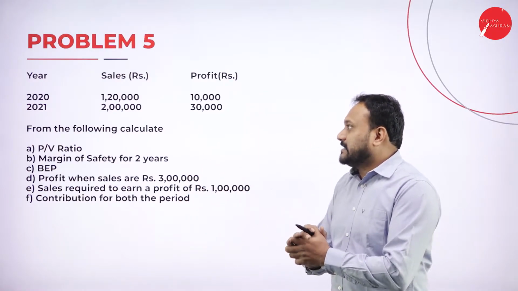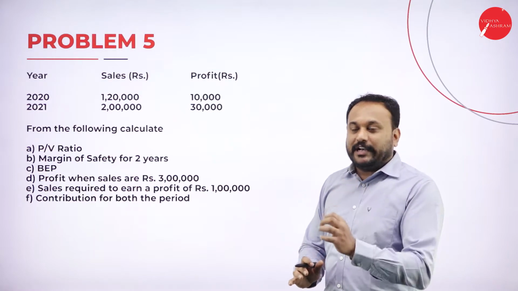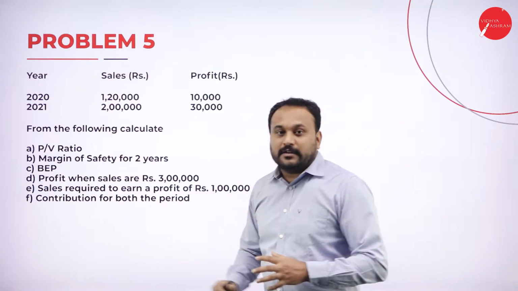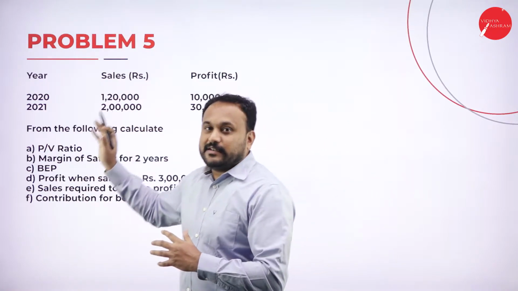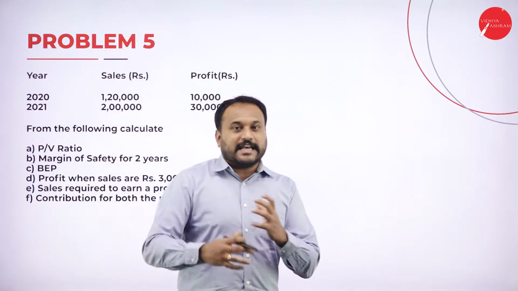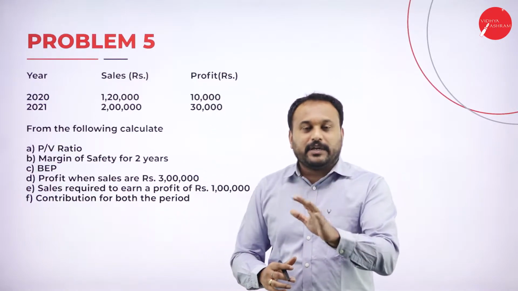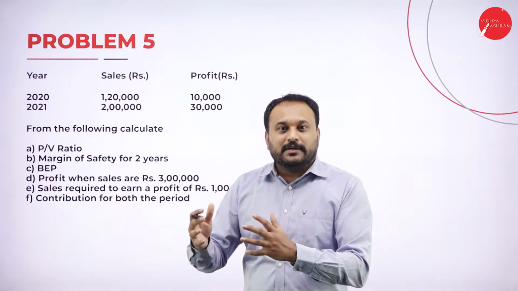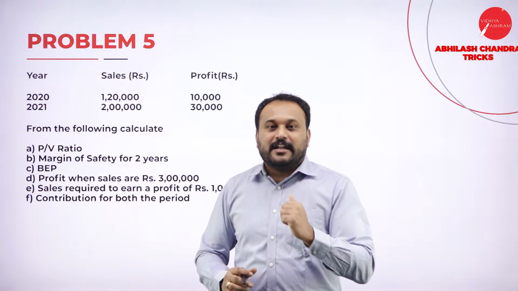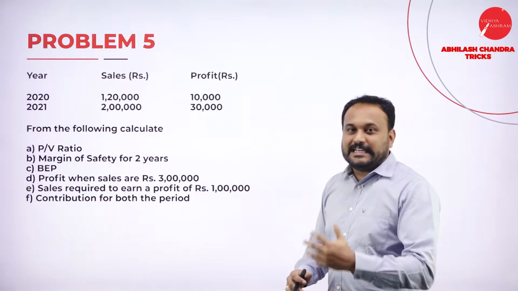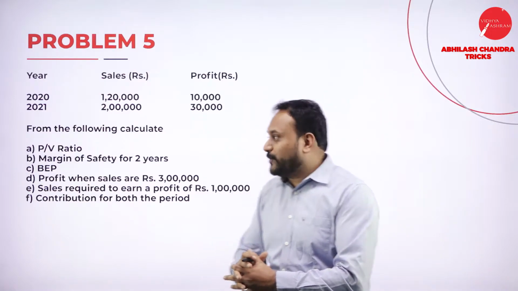The question here says year 2020 and year 2021. Last session I told you that whenever they give 2-year sales and 2-year profit, we have seen the PV formula. Now the PV formula will change. That's why it is called change in. How to remember it, I have told you, is the ACT Abhilash Chandra tricks. Let's go with the problem.